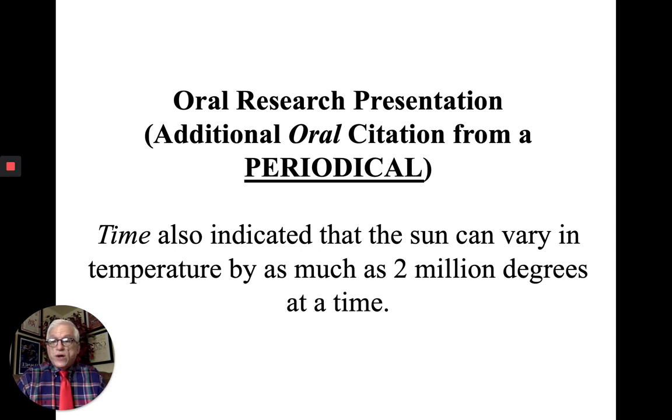Later on, let's say I want to refer back to that same Time magazine article. I could just say, Time also indicated that the sun can vary in temperature by as much as 2 million degrees at a time.